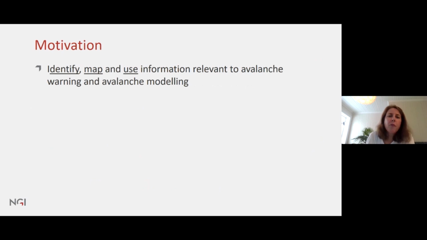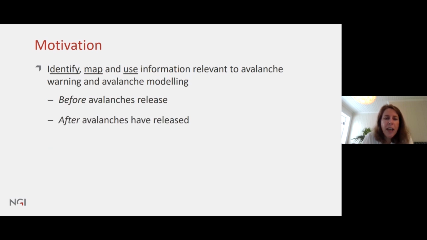The motivation for our work is that we want to be able to identify, map, and use information which is relevant to avalanche warning and in avalanche modeling. We would like to do that before avalanche releases and after avalanches have released.